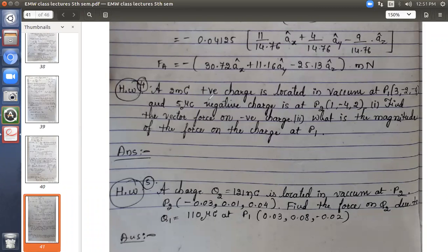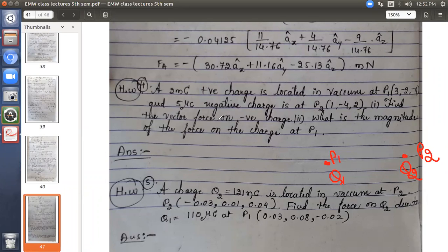A 2 millicoulomb positive charge is located in vacuum at point P1. Suppose this is your point P1, and the charge Q, that is 2 millicoulomb, is located here. And a 5 microcoulomb negative charge is located at point P2. Say this is your point P2. I will take this as Q1 and this as Q2. In space, again, two charges are kept. Imagine your classroom. Two charges are located at P1 and P2. Points are already given to you.